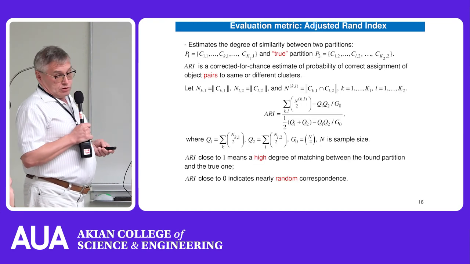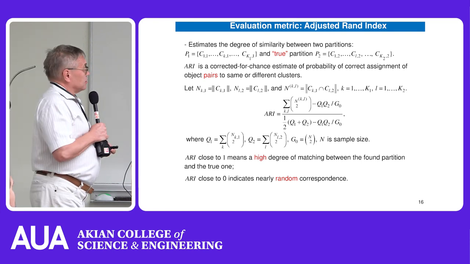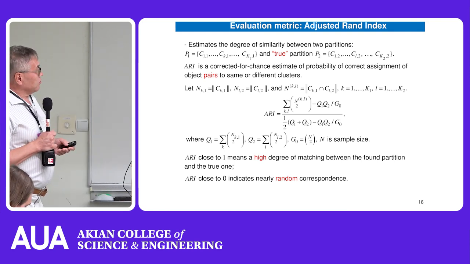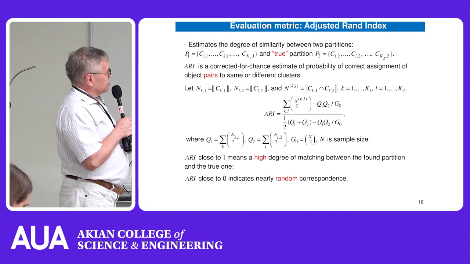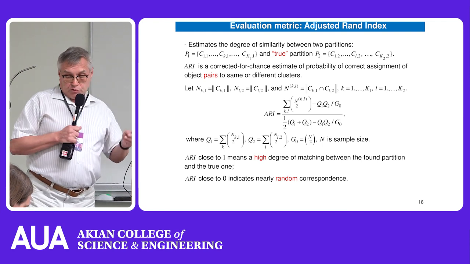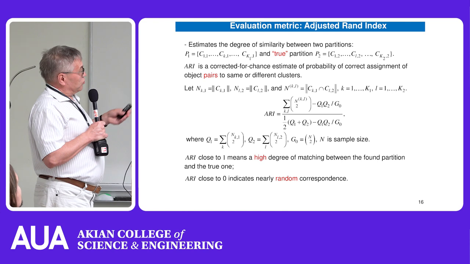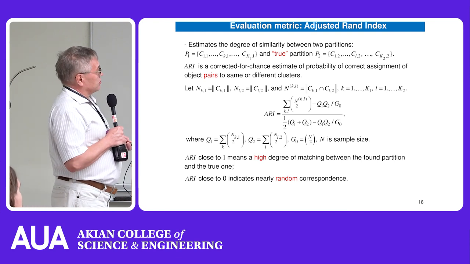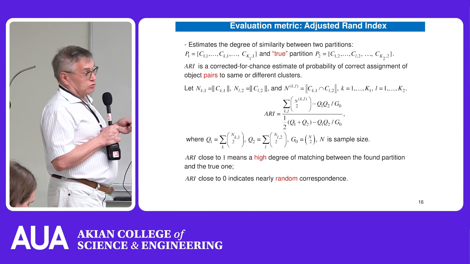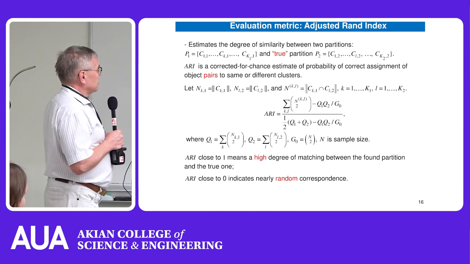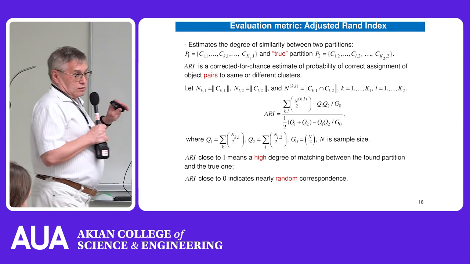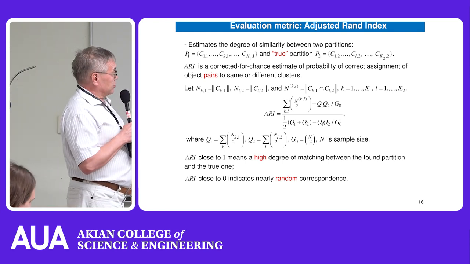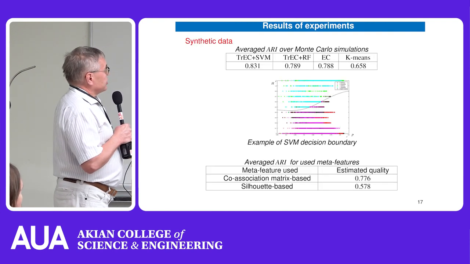To evaluate the quality of clustering, we applied an external cluster validity index. There are different types of external indices, for example, the adjusted Rand index. It estimates the degree of similarity between two partitions. The first one is obtained, and the second is the ground truth partition. And this index is corrected for chance, an estimate of the probability of correct assignments of object pairs to the same or different clusters. The formula is given here. The closer to one, the better the matching between the two partitions, and an index close to zero indicates nearly random correspondence. And these are the results of experiments.